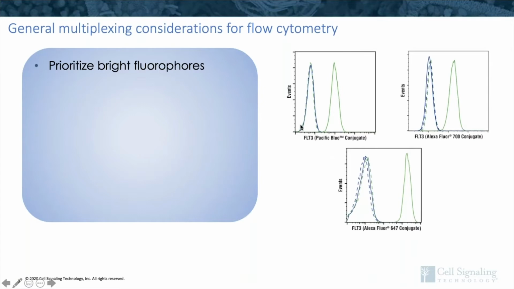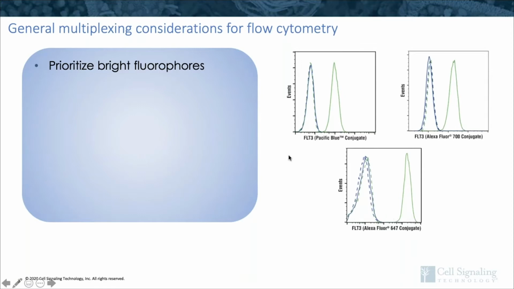So in blue is a negative cell line, and in green here is a positive cell line. The solid lines indicate cells that have been stained with the FLT3 clone, whereas the dashed lines indicate concentration matched isotype controls. So you can see that between the blue and the green lines for the Pacific Blue and the Alexa Fluor 700, we're getting maybe a little bit over a log of separation between the negative and positive populations. But with the Alexa 647 conjugate, we're getting a little over 2 logs.